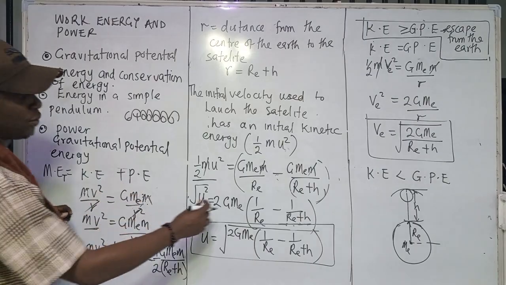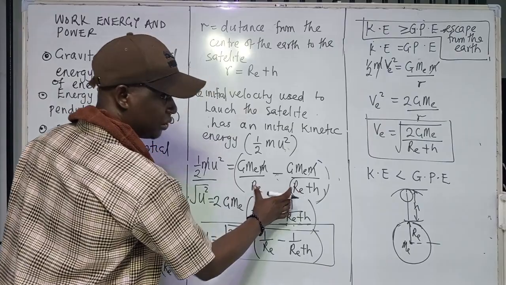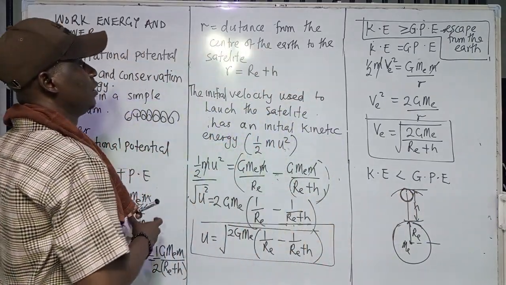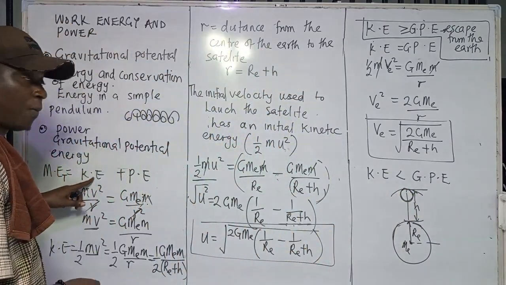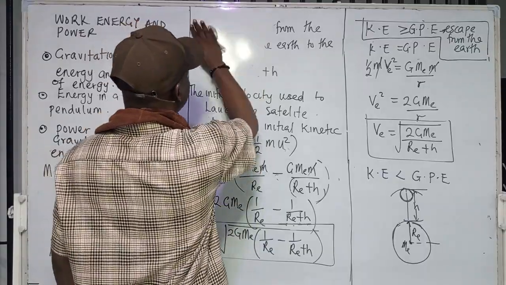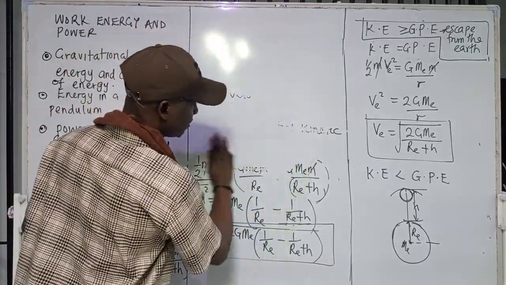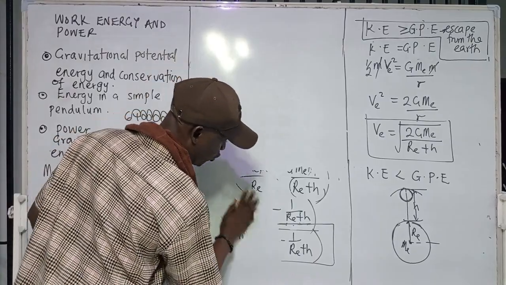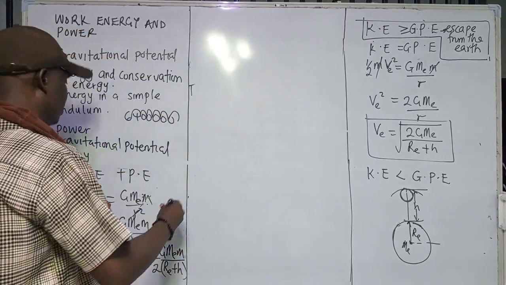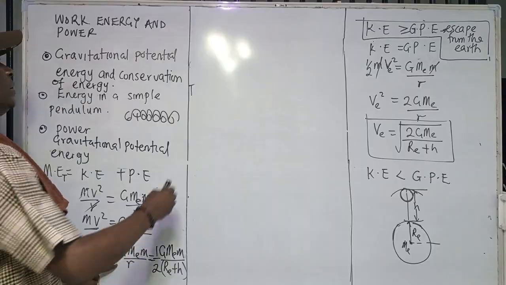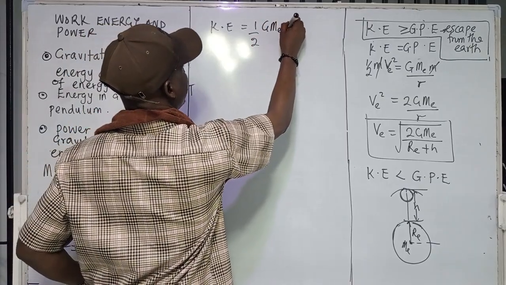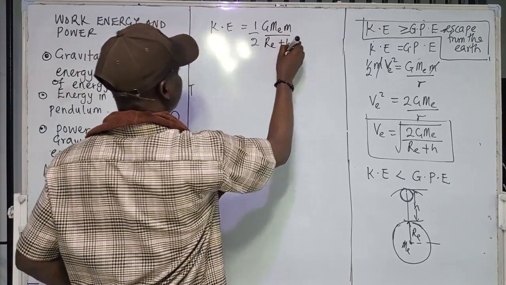Now, what is our potential energy? We already have it, this is the potential energy I gave you. Now, the total energy to remain in orbit is what? To remain in that orbit, I will combine the two of them together. Look at it. Kinetic energy is equal to half GMe m over RE plus H.